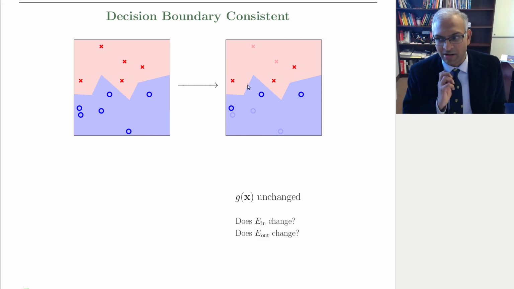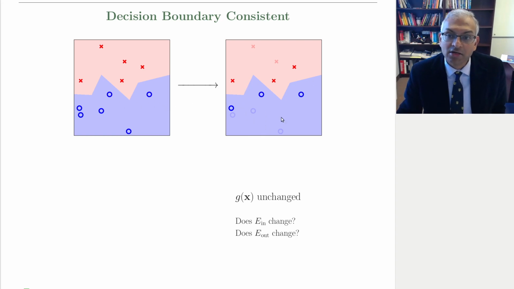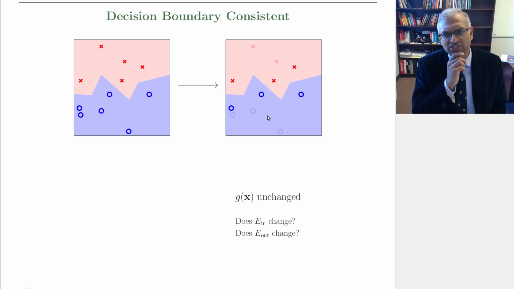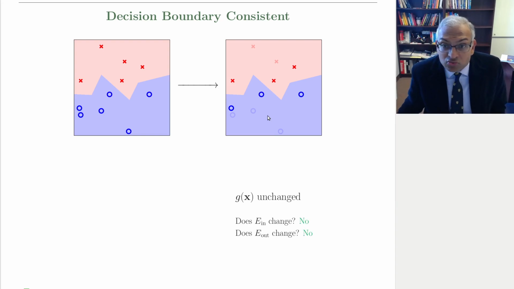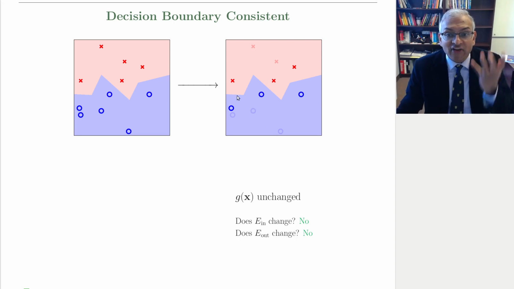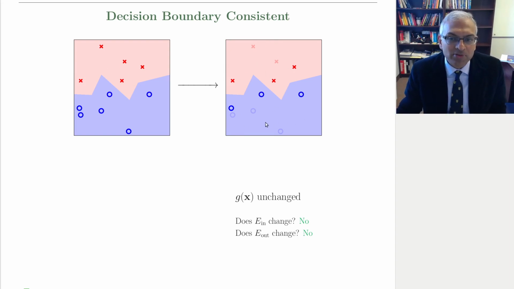What about the out-of-sample errors? Now we've thrown away some data points. What about the out-of-sample error for classifying using this reduced data set? So think about it for a couple of seconds. Does the out-of-sample error change? Now if you're coming back just for the ride, the answer is no. Because why? Because the actual final hypothesis has not changed. That's the meaning of decision boundary consistent. We've thrown away data points that do not affect the decision boundary. So the out-of-sample error also does not change.